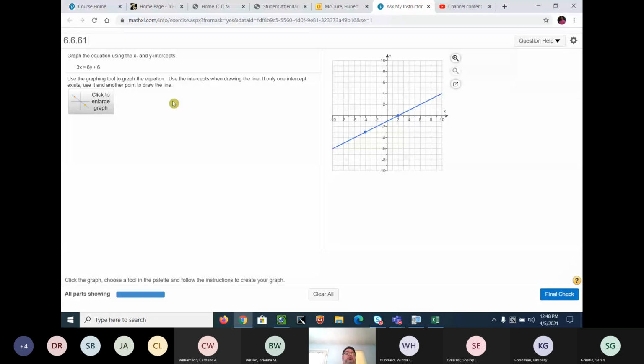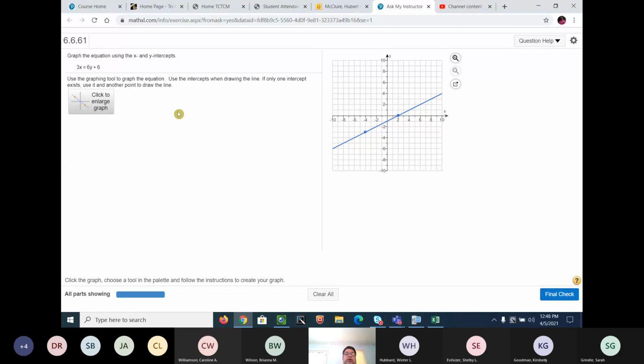Graph the equation using the x and y intercepts. Somebody tell me which method. Should be the second one, I believe. Second method. Because it has x and y intercepts. That is the giveaway.